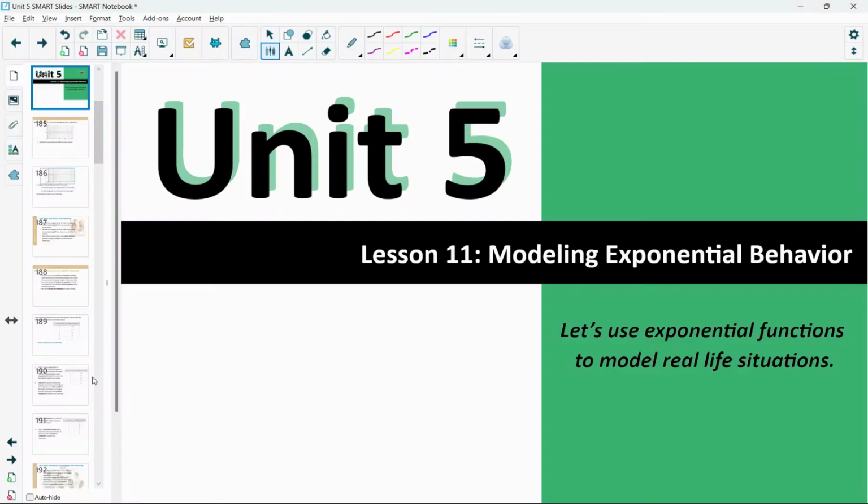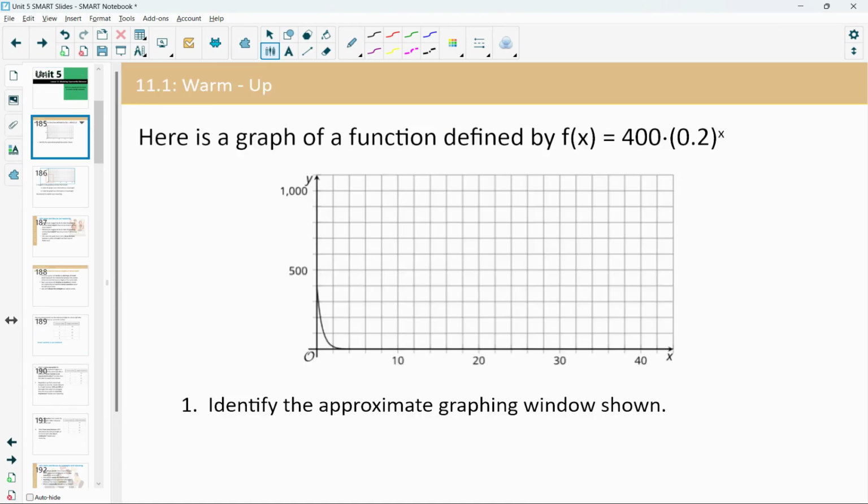In this video, we're going to look at Unit 5, Lesson 11 for Algebra 1, Modeling Exponential Behavior. We're given the graph of f of x, which is defined by 400 times 0.2 to the x. Identify an approximate graphing window for what they're showing us.